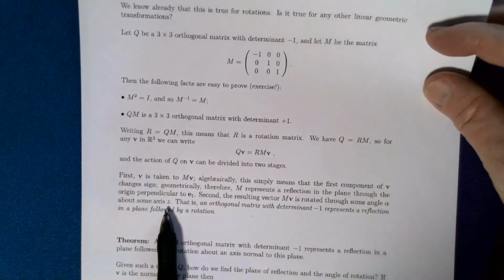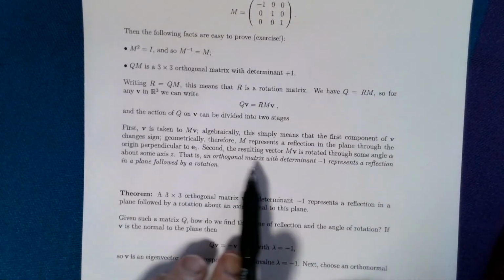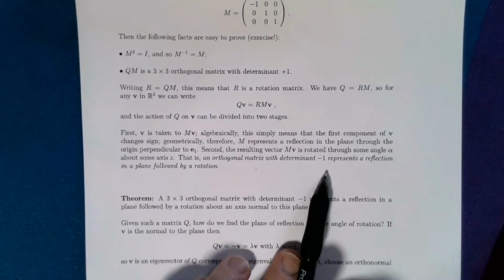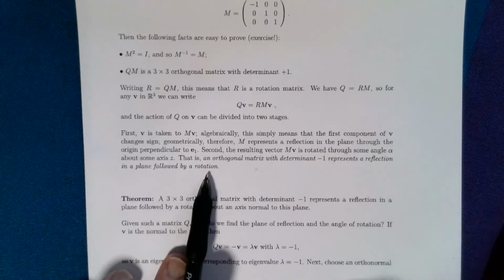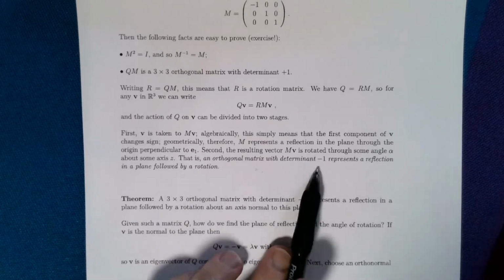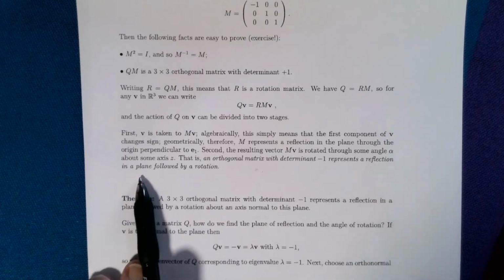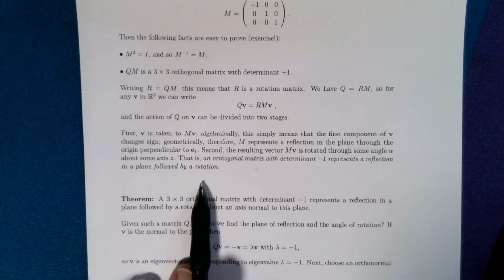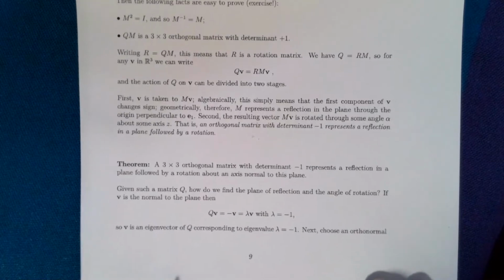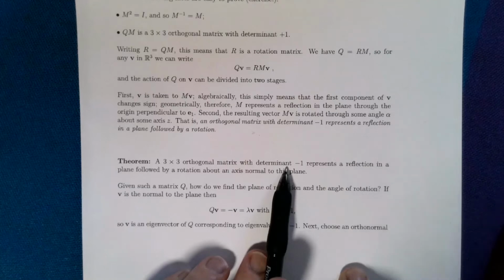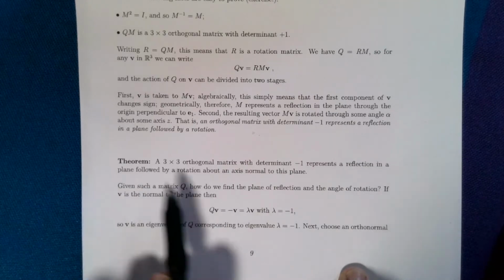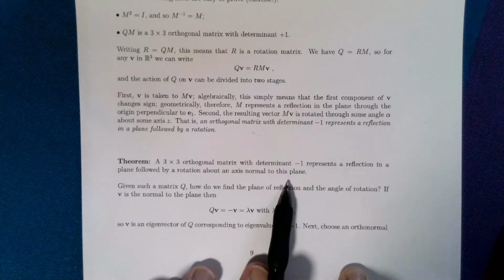That is, we can conclude now that an orthogonal matrix with determinant minus 1 represents a reflection in a plane followed by a rotation. So if the determinant of our 3 by 3 matrix is plus 1, it's just a rotation. If the determinant is minus 1, then it's a reflection, then followed by a rotation. And we state this in our next theorem here. The 3 by 3 orthogonal matrix with determinant minus 1 represents a reflection in a plane followed by a rotation about an axis normal to that plane.